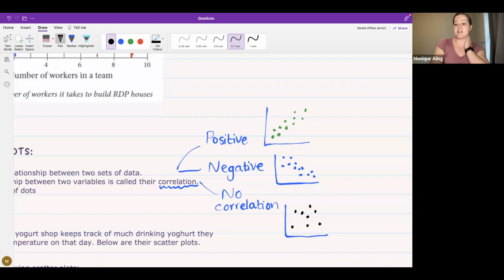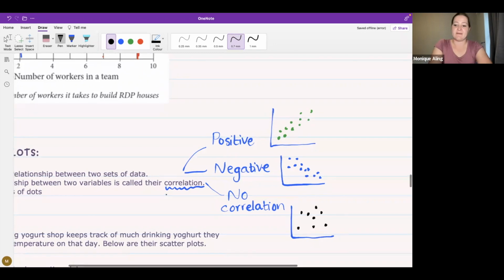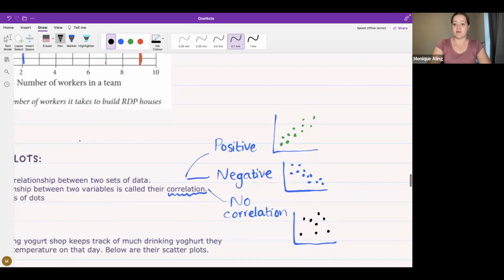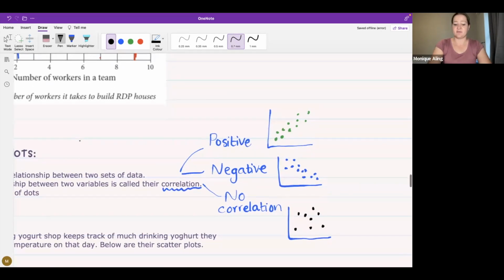Can you guys see the difference between those graphs? Okay. Maybe also a nice screenshot moment there. Okay, so positive, both variables are increasing. Negative, one increases, the other one decreases, and no correlation is that there's no pattern or trend between the two variables.